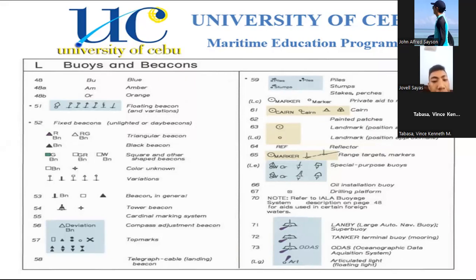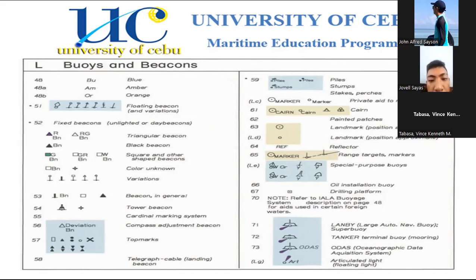So to continue the reporting about the buoys and beacons: 48 is BU, blue. 48A is AM, amber. 48B is OR, orange. 51 is floating beacon. 52 is fixed beacon, triangular beacon, black beacon, square and other shaped beacons, colors unknown, variations. 53 is beacon in general. 54 is tower beacon. 55 is cardinal marking system. 56 is compass adjustment beacon. 57 is top marks. 58 is telegraph cable landing beacon. 59 is piles, stumps, stakes, and perches.